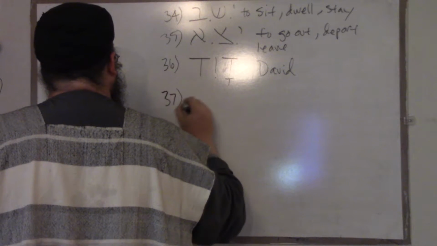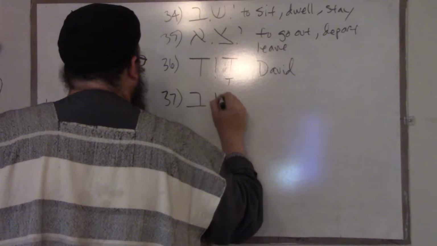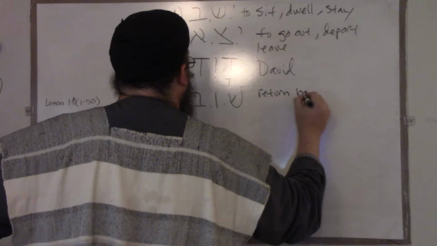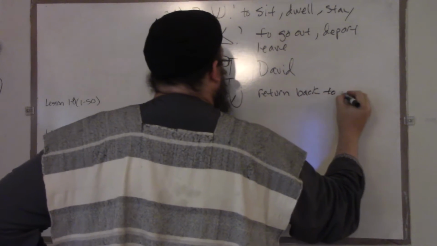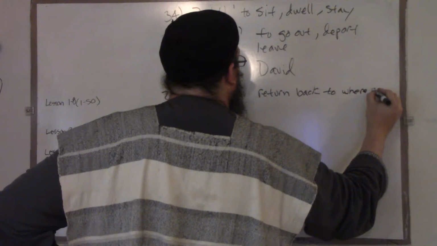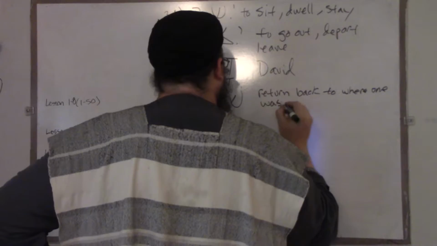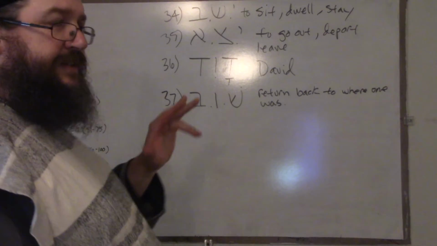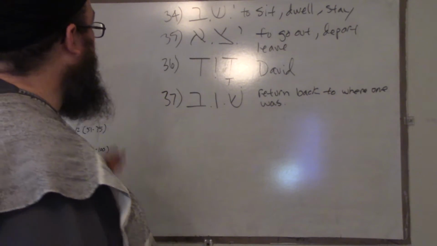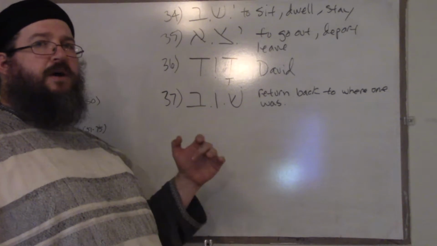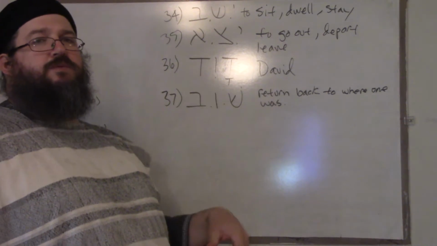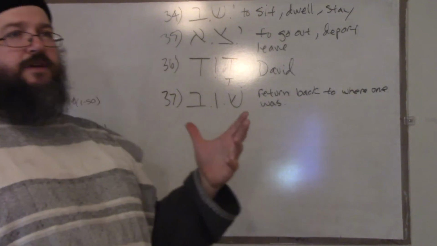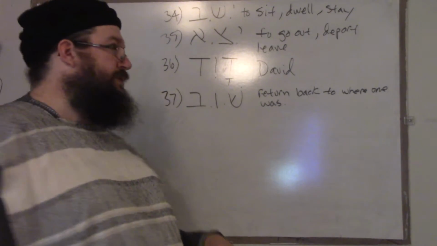Alright, 37. We got another root here. Shuv means to return back to where one was. To say return, it's not right. We have the word hazar, which means to return. Here the word shuv always is talking about where someone was and now he's going back to where he was. So you're only going to see the word shuv used when someone was at a place and now he's going back to the place that he was.